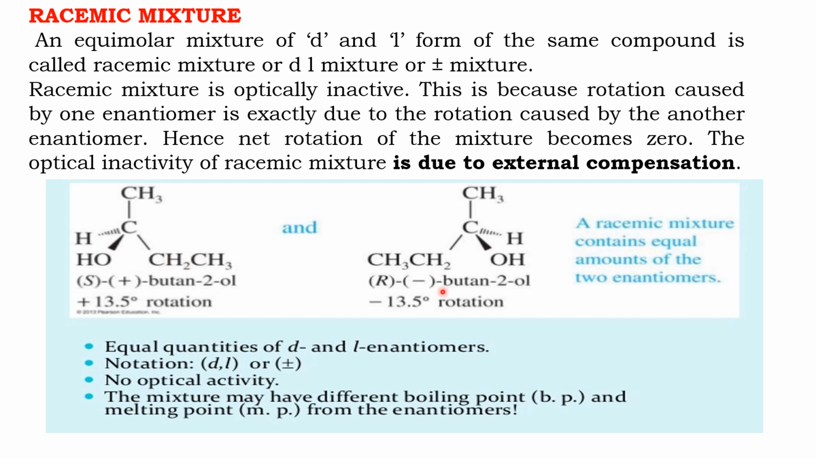So any racemic mixture should contain equal amounts of dextro and levo enantiomers. A racemic mixture is represented by DL in brackets or plus or minus in brackets. A racemic mixture has no optical activity. The mixture may have different boiling and melting points from the enantiomers. Very important, take down.